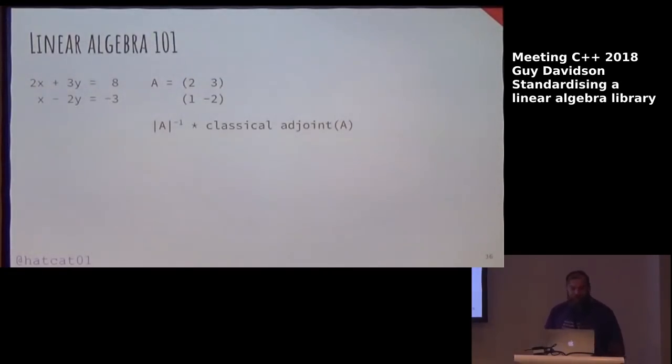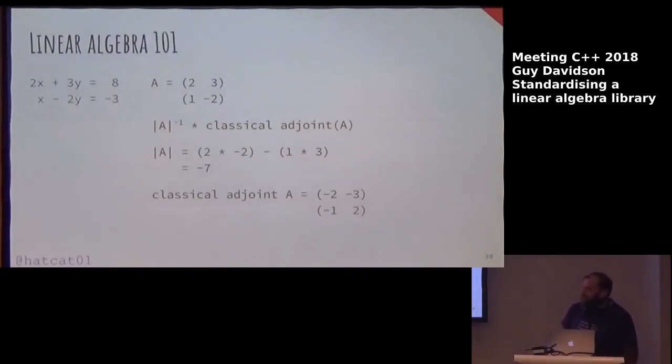Now, the inverse of a square matrix is the reciprocal of the determinant times the classical adjoint. We all remember this, don't we? Yes, just say yes, and we can get on, all right? So these are trivial to calculate for 2 by 2 matrices. The determinant is 2 times negative 2 minus 1 times 3, which equals negative 7. While the classical adjoint is this. You swap the elements of the leading diagonal, and you swap the signs of the other diagonal.